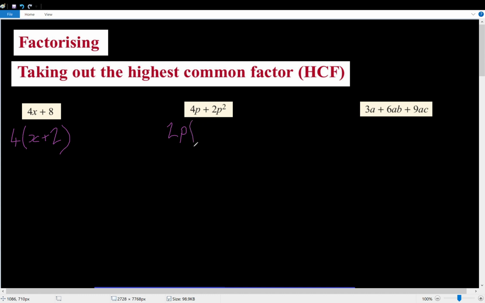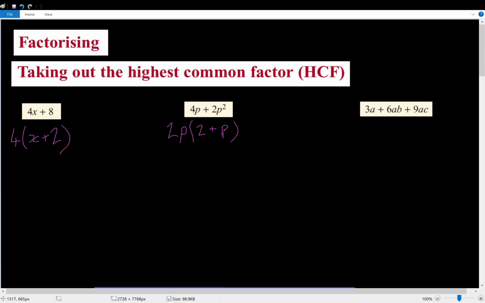Now we open our bracket like this, and now we're going to divide each of these terms by 2p and put the results inside our brackets. 4p divided by 2p is just going to be 2, and 2p squared divided by 2p, that's going to be p. So we have 2p multiplied by 2 plus p, like that.